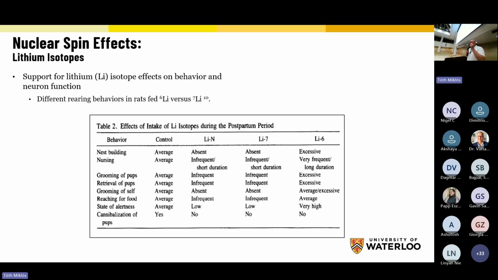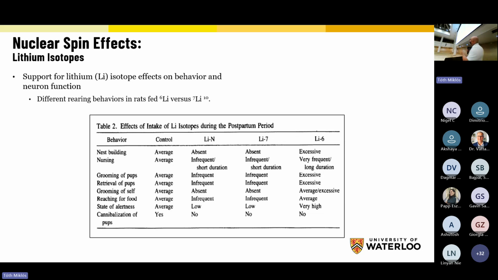Lithium-6 and lithium-7 differ in that they have a different nuclear spin. And it's been shown that if you purify lithium and different purified forms of it in animal studies, you can get differing behavioral effects. For example, the one that is most often cited is a difference in rearing behavior of newly maternal rats. So they've just given birth to their offspring, you feed them lithium, and the way that they treat their rat pups is different whether you give them lithium-6 or lithium-7.